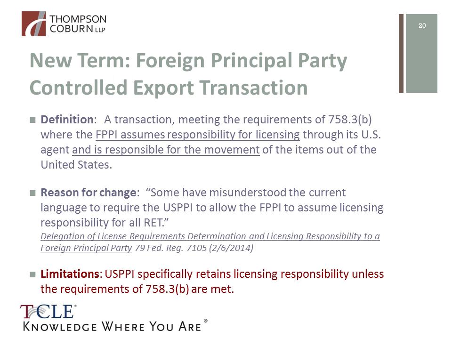Well, the first thing is that this created a whole bunch of confusion for people. There's some misunderstanding under the current language to require a USPPI to allow the foreign principal party in interest to assume licensing responsibility in all routed export transactions, because we have a foreign principal party in interest taking on the control of the exportation of the goods. Did that mean they also have the licensing authority? And they take on all those responsibilities.